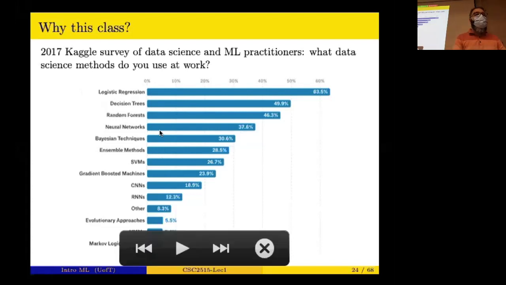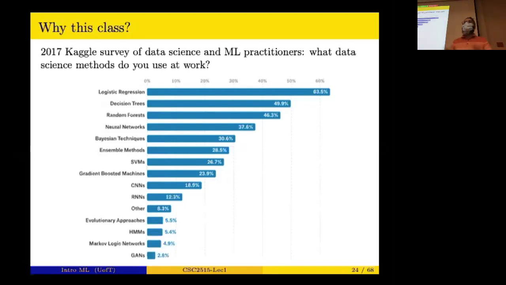And many other methods like Bayesian techniques we talk a little bit about. Ensemble methods we talk about, support vector machines. We talk about boosting, but not gradient boosting. Convolutional nets we talk about, recurrent neural nets we don't talk about. Others, I don't know. Evolutionary approaches we don't talk about. But you see, basically, many methods that people use in practice are discussed here.